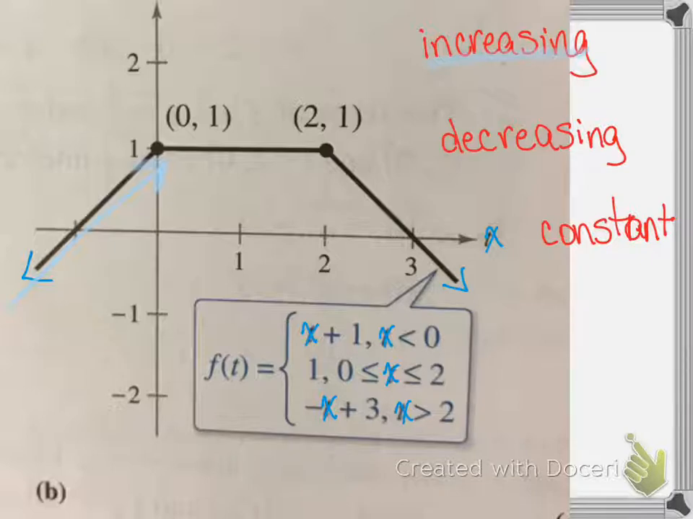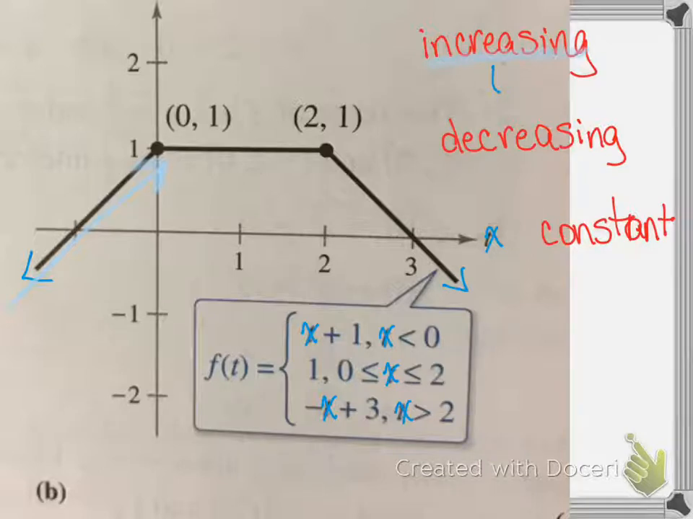Now, when I write interval notation for increasing intervals, I always use parentheses. Because at (0, 1) and at (2, 1), what's happening is I'm changing directions. So I'm not going to include that point in my increasing and my decreasing. That typically confuses students because they want to include that point. But you don't have to, because what's happening at that point is I'm changing directions.